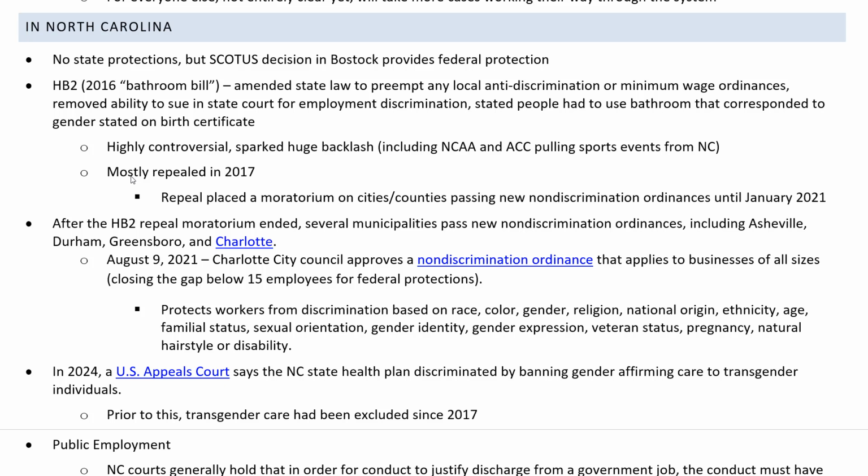In August of 2021, the Charlotte City Council approved a non-discrimination ordinance that applies to businesses of all size, which closed the gap because the federal law kicks in once a business has 15 employees or more. So the Charlotte City Council passes an ordinance that closes that gap and says even businesses with fewer than 15 employees are still protected. So this isn't a state level law. These are municipalities. So you really have to be aware of wherever you're doing business, wherever you're located. You just have to understand what the state of the laws are in that particular jurisdiction.